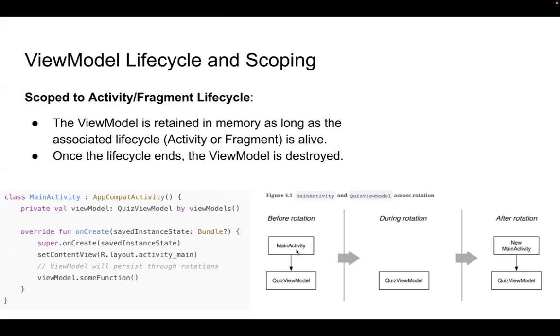So before rotation, main activity is pointing to quiz view model, and during rotation, the main activity just disappears, right? The main activity disappears, and then after the rotation, the main activity starts from the beginning, and then it points to the same quiz view model. That's the main significance of this quiz view model, to retain some variables, some functions that are important to retain even while you are rotating the screen.